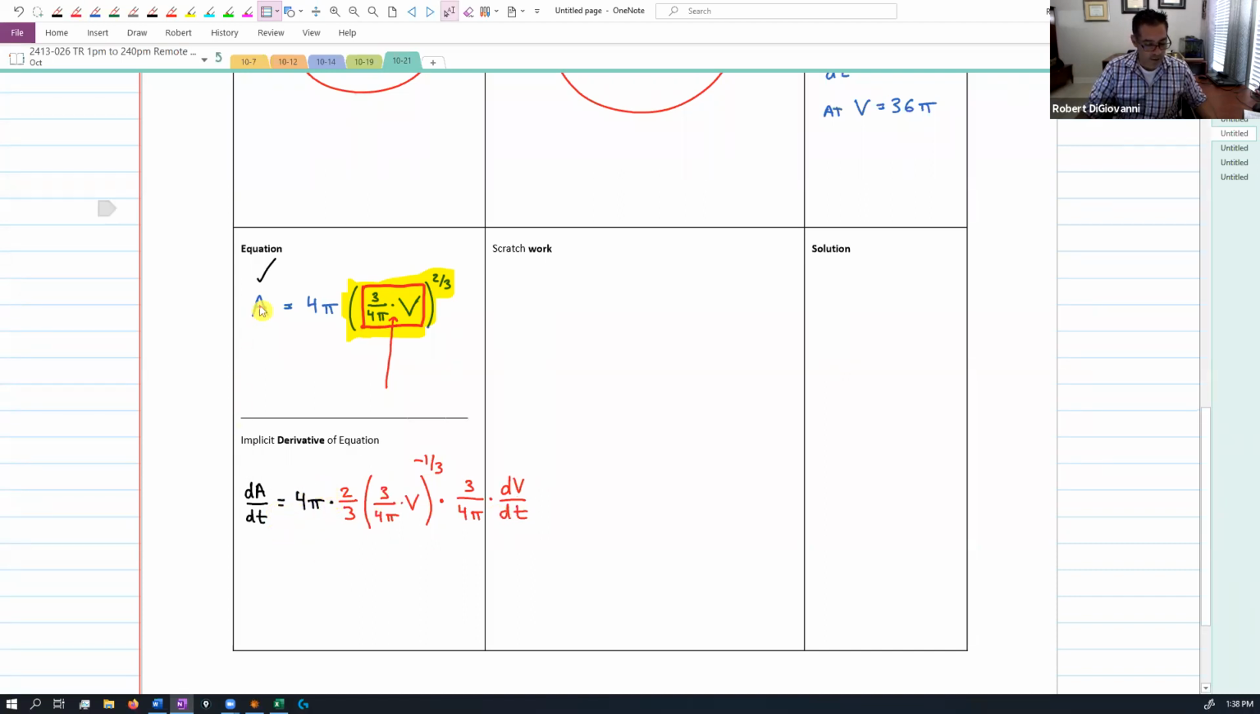I'll run through it again. Derivative left side, dA/dt equals 4 pi is a constant. Bring it for the ride. Now, chain rule on this. Power comes out, 2/3, subtract 1 from the power, boom. Now go inside. Oh, I've got a constant times a function. Bring the constant for the ride. Take the derivative of the function with respect to t, dV/dt. We're finished.